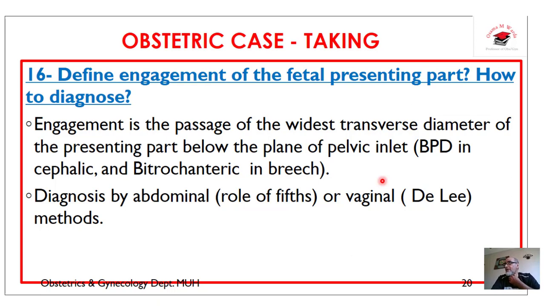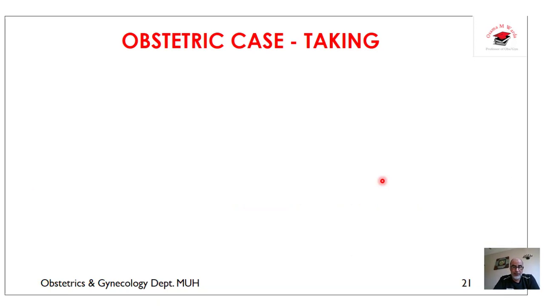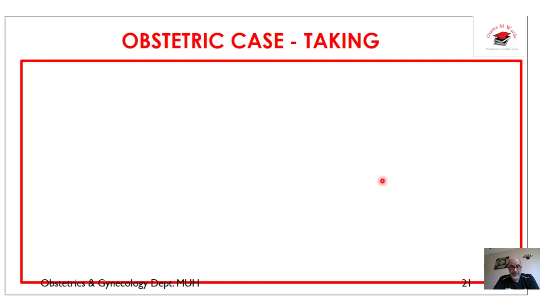And a question erupts here. What is the most pathognomonic diagnostic test or sign for engagement? I will tell you this knowledge. The most accurate or pathognomonic sign for diagnosis of engagement is the obliteration of the retropubic space by the head. You cannot insinuate your examining fingers between the head and the symphysis pubis, so there is a complete obliteration of the retropubic space.